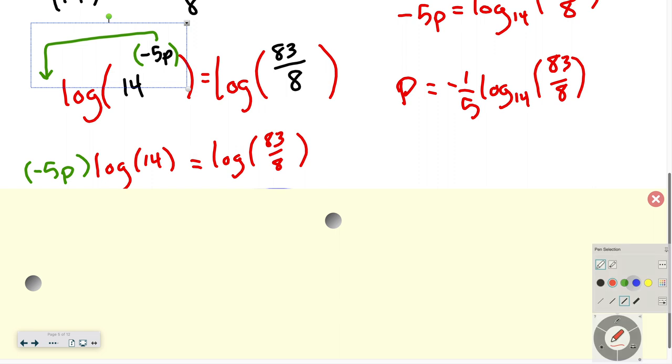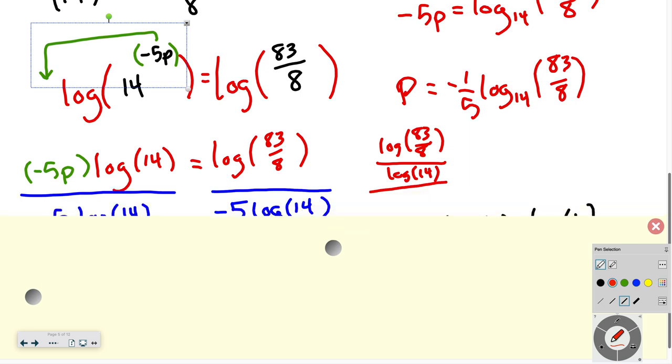To solve for p, usually at this stage students divide both sides of the equation by log 14. Totally fine, but if they did that, then they need to divide by -5. So they end up with log of 83/8 divided by log of 14, and then divided again by -5. This is a fraction within a fraction, and you can't leave it the way this is written, and students get a little overwhelmed and don't know what to do.